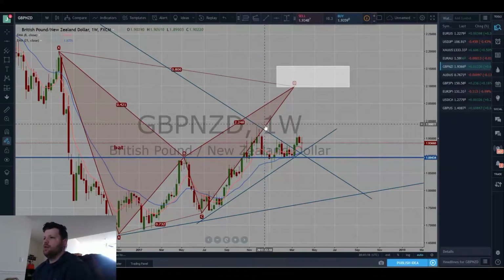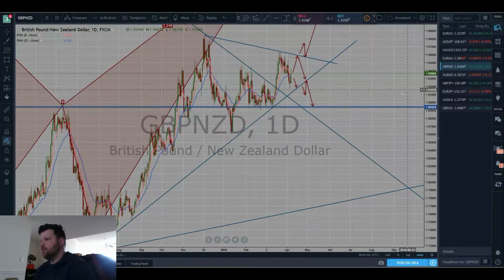We want to see a continuation of structure. We want to see this level over here, the 1.984 level, broken to the upside for continuation of this bullish movement that we've got going on right here. You can see that this horizontal line has been respected many times. But yeah, last week's candlestick, nothing really significant. It's a doji. Neither the buyers nor the sellers won last week.